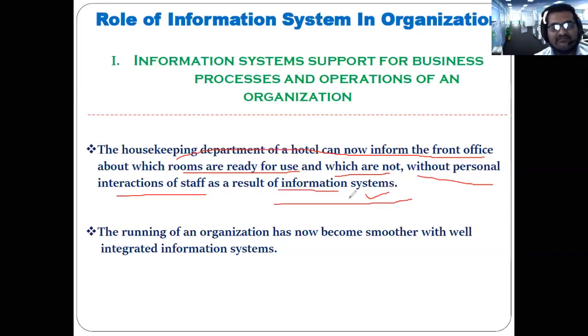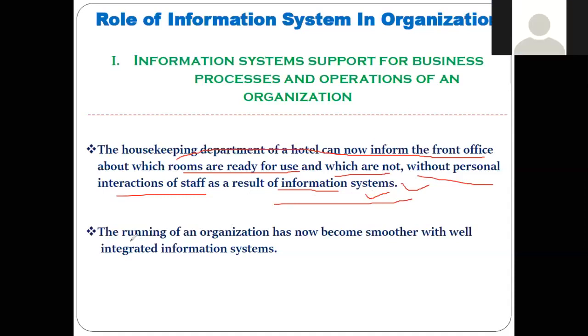Correct? Yes. Yes, sir. Is there any need for the staff to go down to the reception in person? No. Correct. So it is nothing but the saving of effort and energy of that staff, and wastage of time is also reduced. Correct?